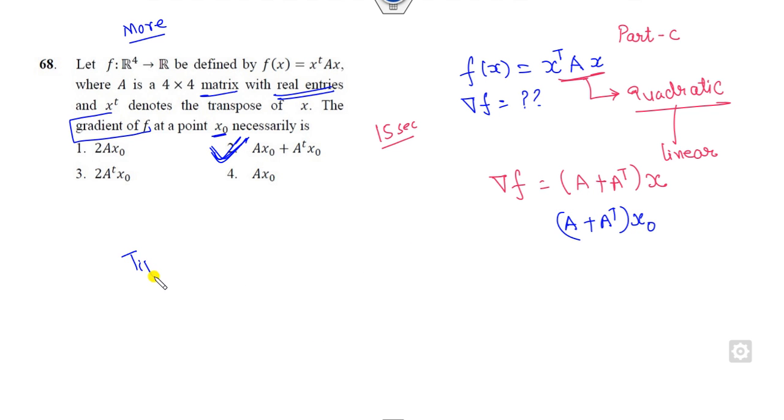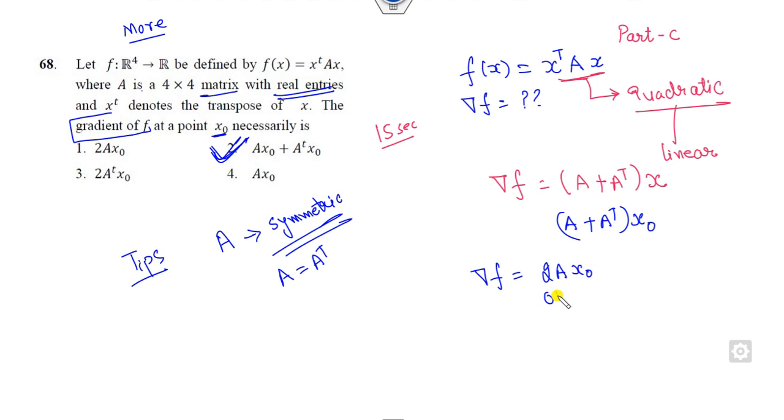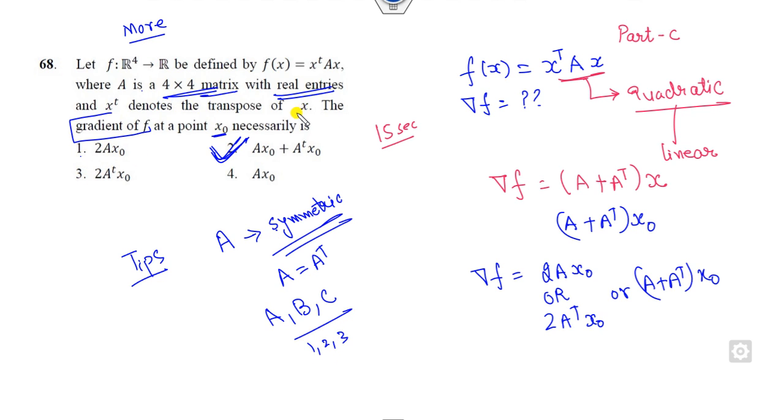Now what is the tip for you? It's a very simple tip. This A is any matrix. If A is a symmetric matrix, then we all know A is A transpose. Then the gradient will be 2A x0, or 2A transpose x0, or A plus A transpose x0. Then in that case, if A is symmetric, options A, B and C, 1, 2 and 3, are all correct. But here it is not given as a symmetric matrix. So the right answer is only about this concept, that B is the right answer.